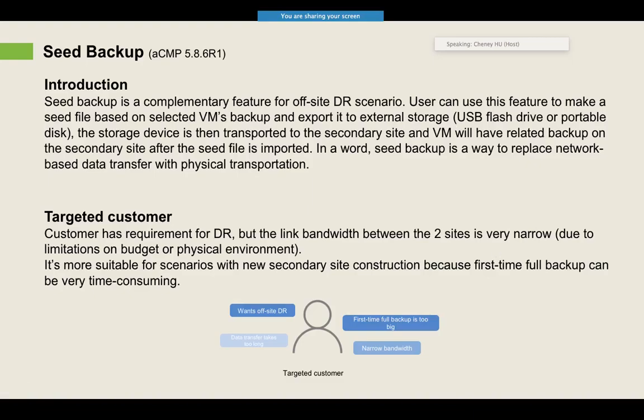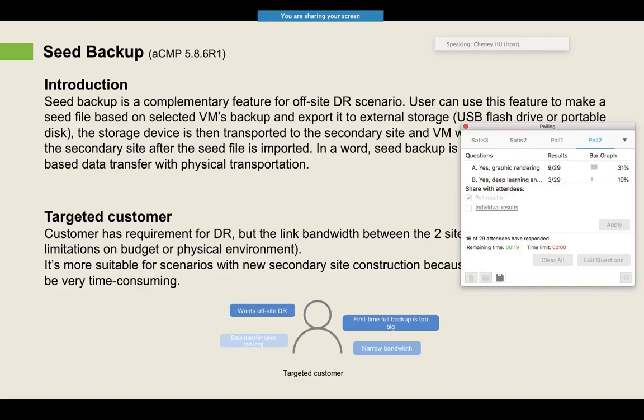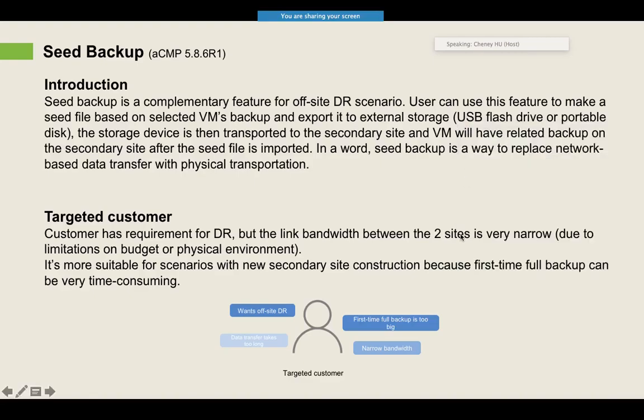Seed backup. This is a complementary feature for our disaster recovery solution. You know that the disaster recovery solution was released on 5.8.6, and it is based on local backup and offsite replication. So when a customer builds a DR solution with our aCloud, there will be a local backup at the primary site, and then the DR module will transfer the data to the secondary site over the wire. But the first backup is a full backup. And if the customer doesn't have relatively wide bandwidth between the two sides, the transmission time it will take for the first full backup to be fully transferred to the secondary side will be very long.